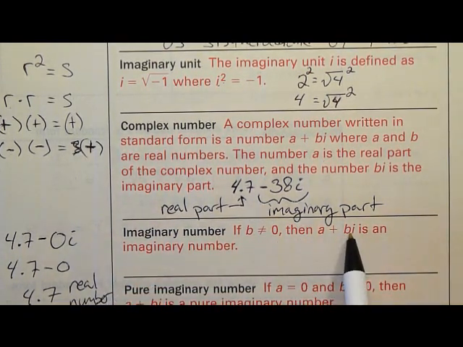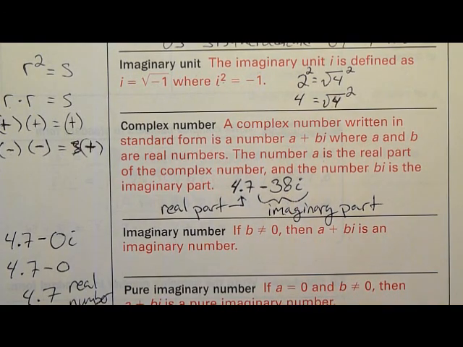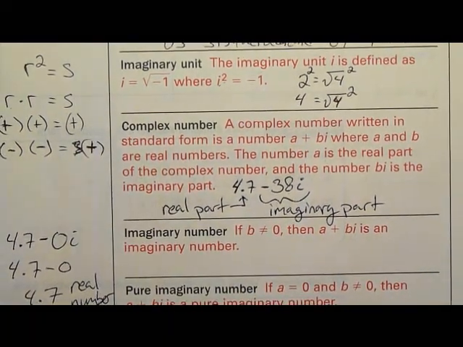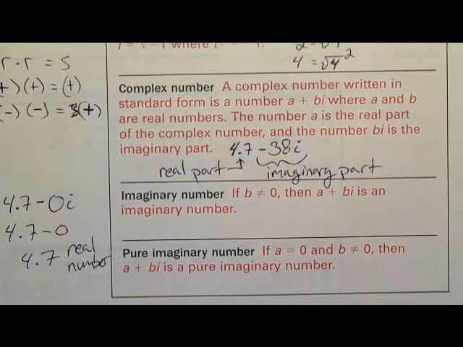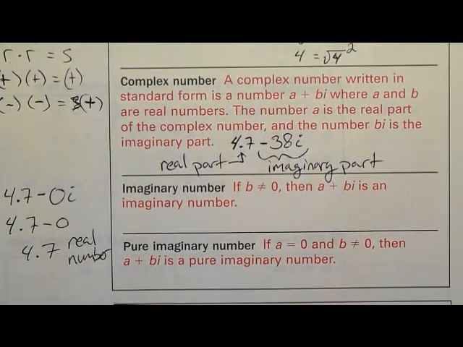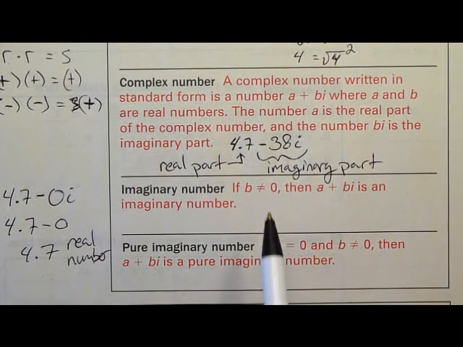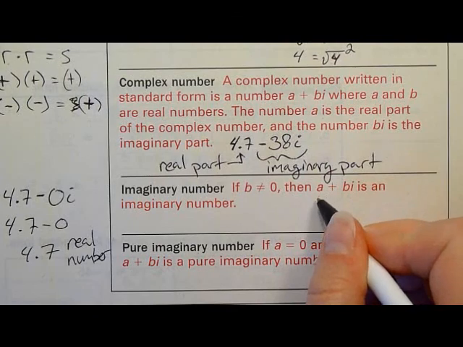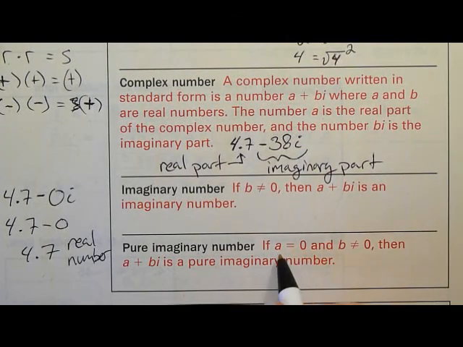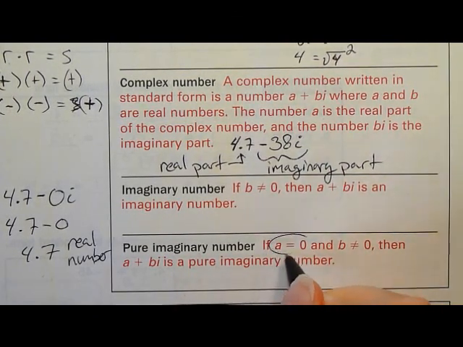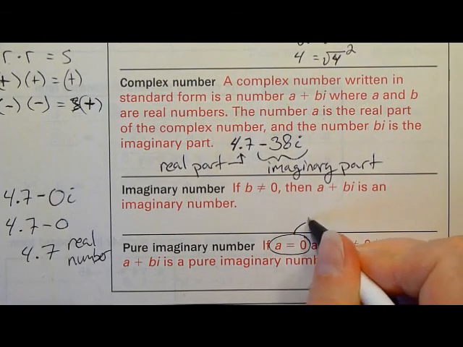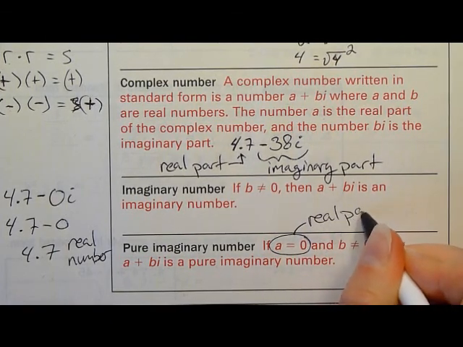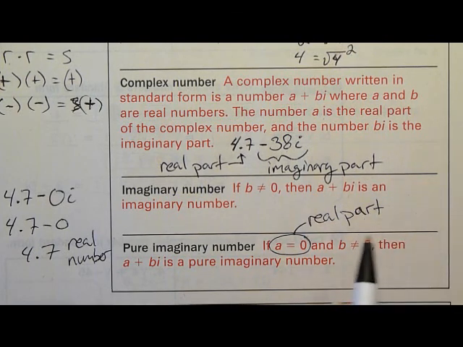An imaginary number is any complex number where b is not 0. Because if you had b equal to 0, anything times 0 is 0. So if you had, for instance, 4.7 minus 0i, well, 0 times i is just 0, so you'd have 4.7 minus 0, and you'd be just left with 4.7. Well, that's just a real number. This is a real number. The imaginary number has to have the imaginary part to it.